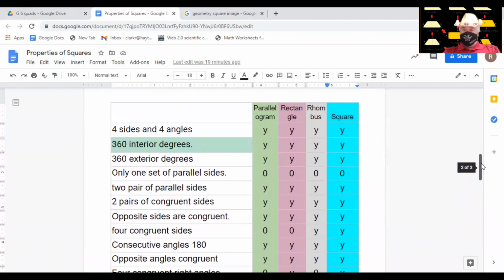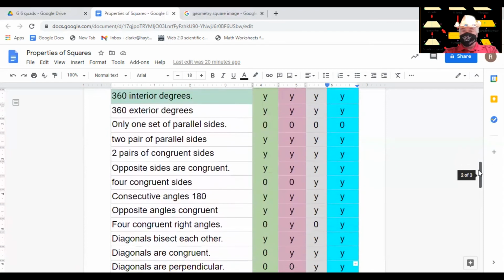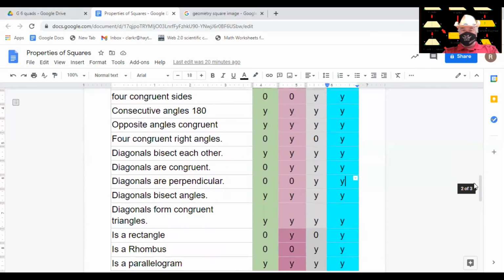Now, let's go to the rhombus. And by the way, Professor Pi told me that they're supposed to be called rhombi, not rhombuses. I don't know why. I never learned that much English grammar, but okay. The rhombus column has a 0 where the trapezoid is, only one set of parallel sides, because it's not true. It has another 0 down here at 4 right angles.